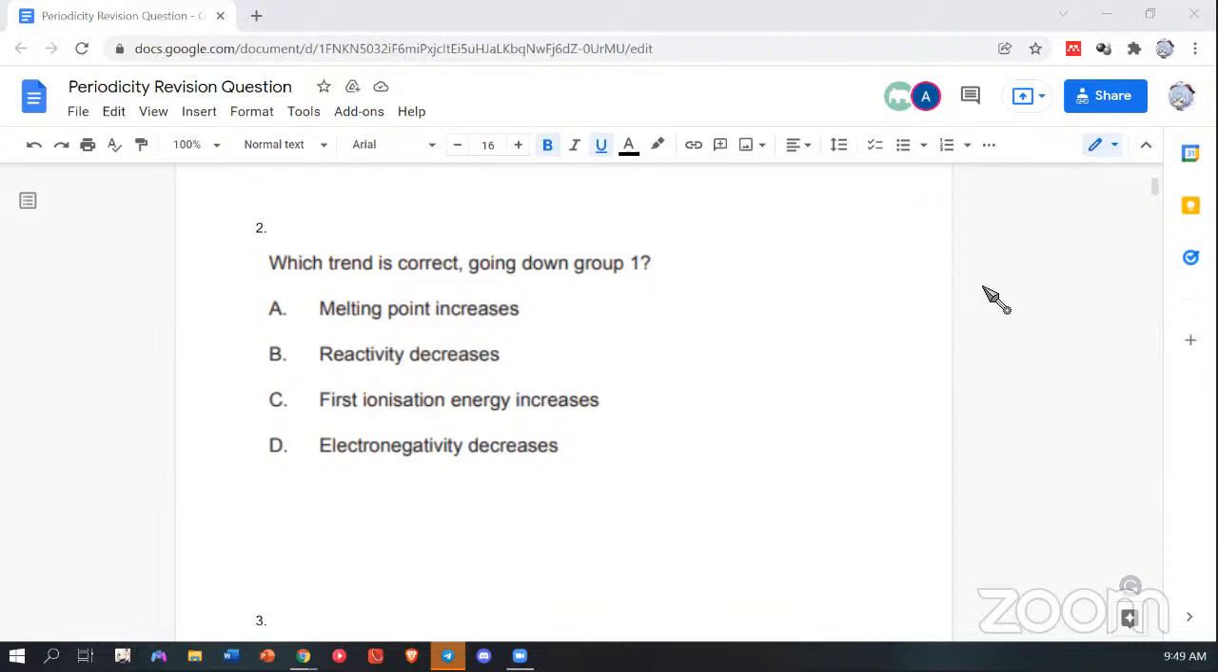Okay, this is a bit of a confusion. If we remember, let's look at D first. The electronegativity increases. So now we have no choice but to test whether the first ionization energy going down group 1 will increase or decrease. If you remember, first ionization energy involves shielding.